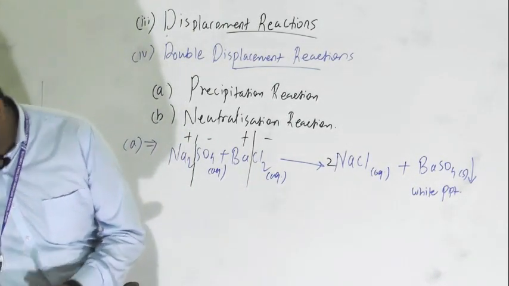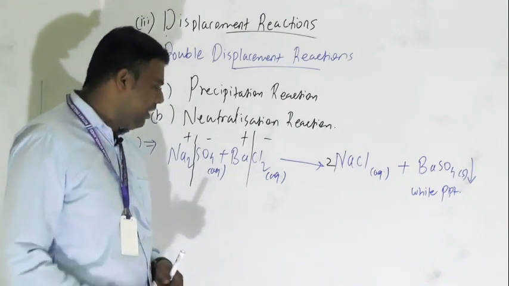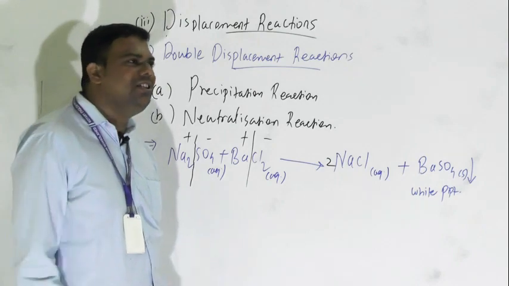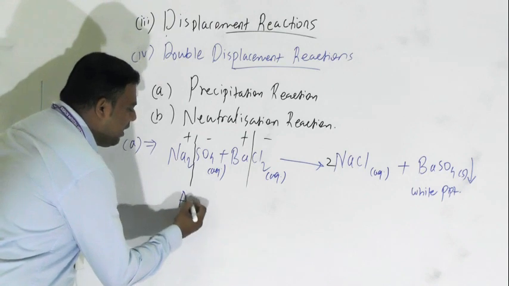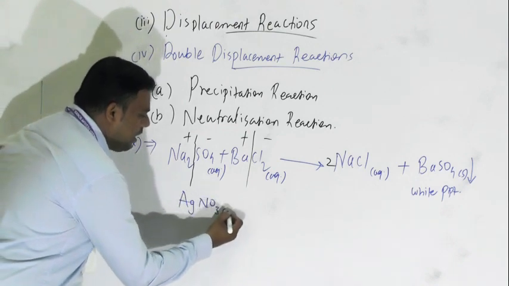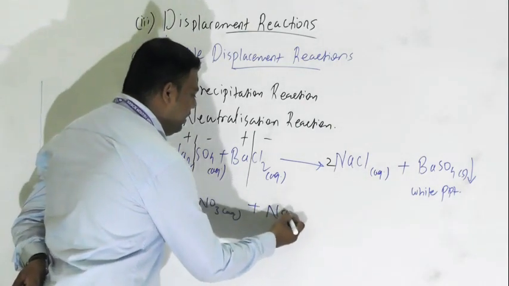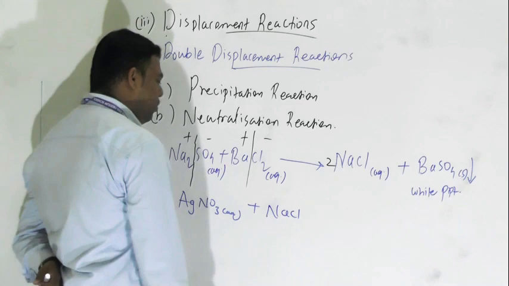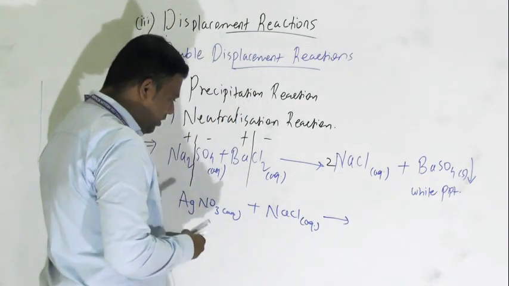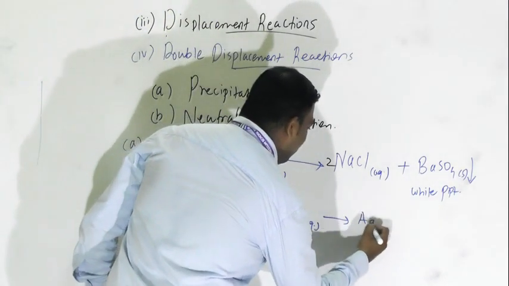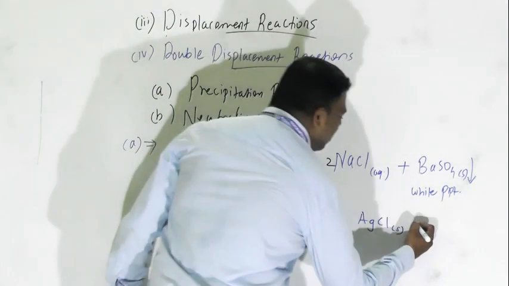Now we will see the next one that you perform daily, or easily in our lab. That is silver nitrate aqueous plus NaCl. So what will you get? You will get AgCl solid plus NaNO3.